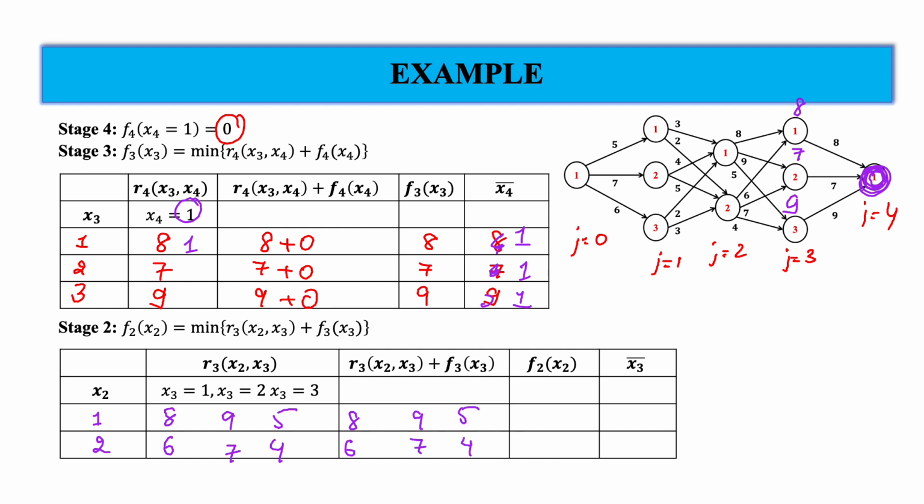Now if you see, from 1 the f3 you are getting is 8, so here you add 8. When you are going from 1 to 2, then f3 is 7, so add 7. From 1 to 3 the f3 is 9. Similarly for 2 to 1 you go 6 plus 8. The minimum path from 1 to 1 is 8. Then from here 6 plus 8, similarly 7, 9.